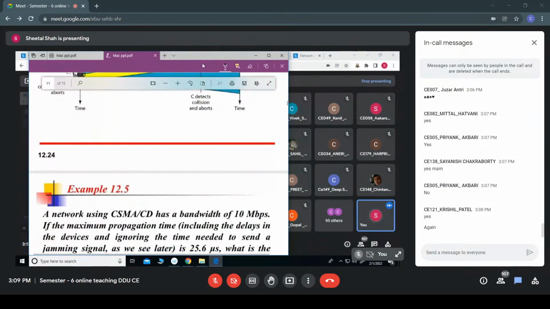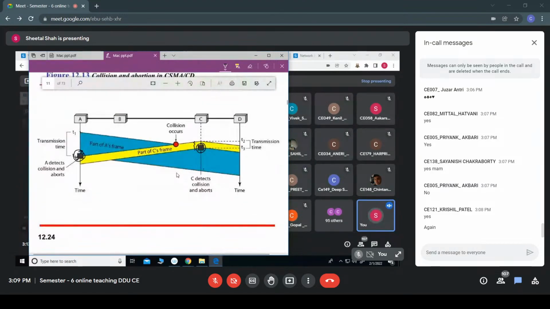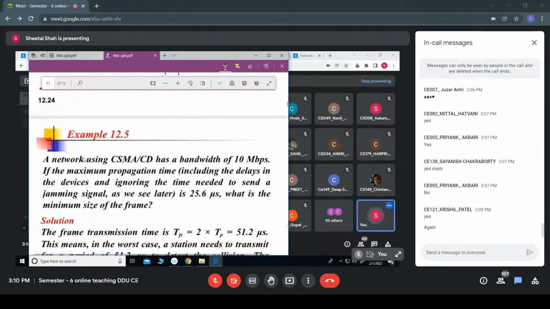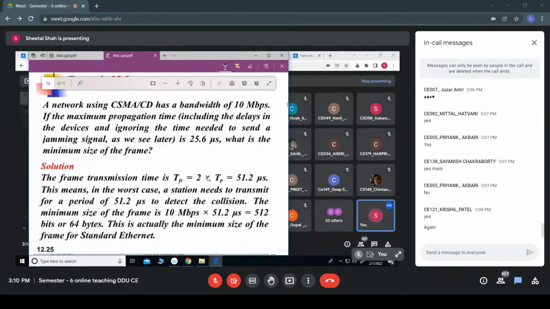So it has to continue transmission of the frame till twice the propagation time. So the frame size should be such that up to twice the propagation time, it has to continuously transmit the frame. Fine. So this can be illustrated with an example.